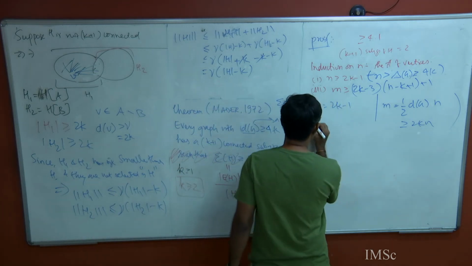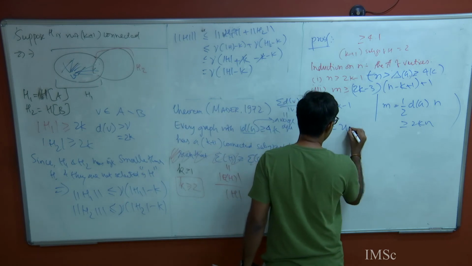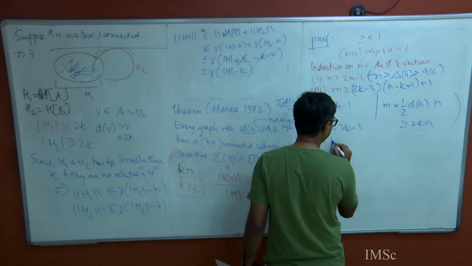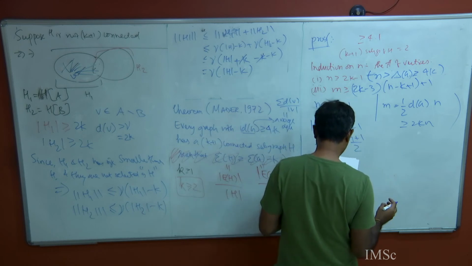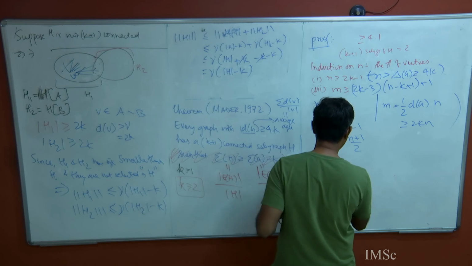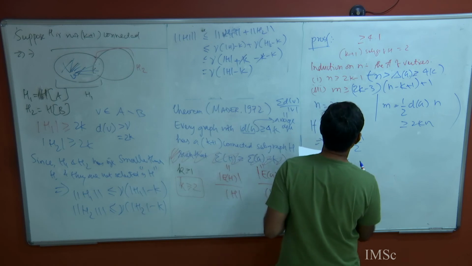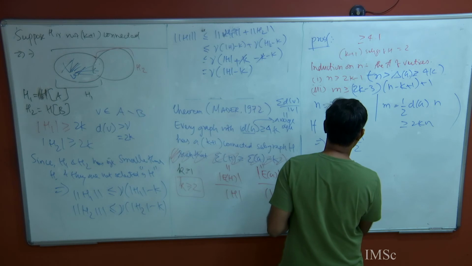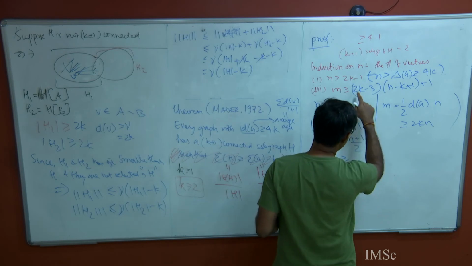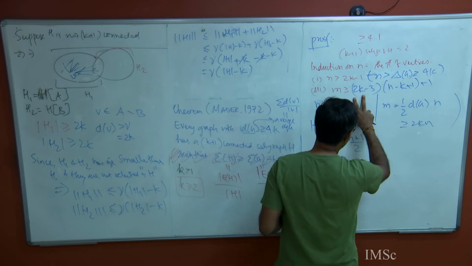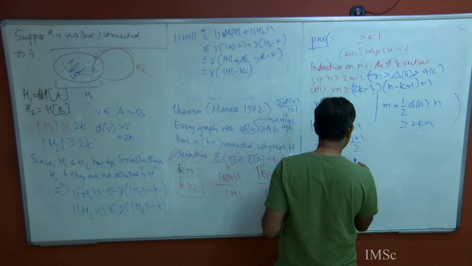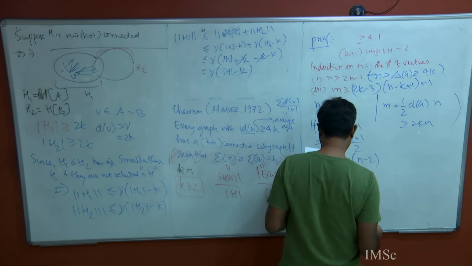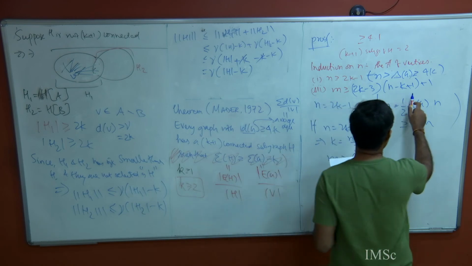So if n is equal to 2k minus 1, then what is k? It is n plus 1 by 2. And hence, what is m? M is at least, how much is m then? See, the 2 will get cancelled. So it is n plus 1 minus 3. So it is n minus 2. Do you agree?